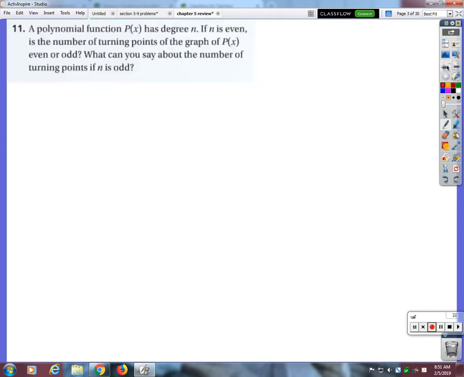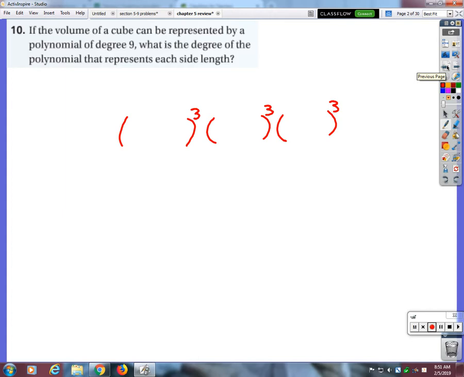Number 10? Yeah, that's it. What is the degree of the polynomial that represents each side length? So this is a side, this is a side, this is a side, and they all have degree 3.